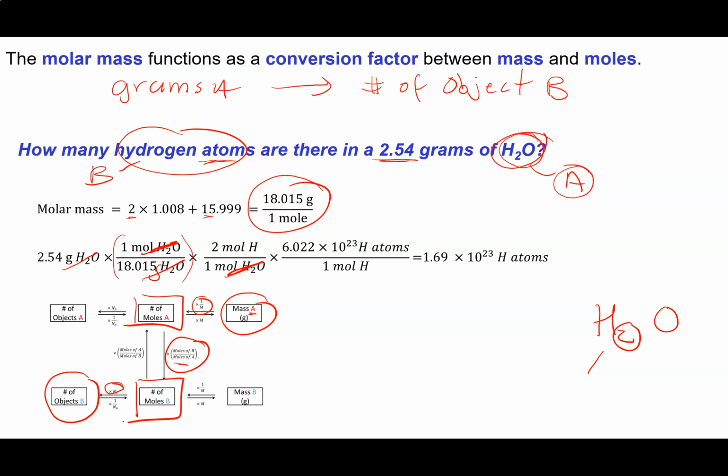Finally, I have to multiply by Avogadro's number. There we go. I know that I get 6.022 times 10 to the 23 hydrogen atoms for every 1 mole of hydrogen atoms. And what am I left with? I'm just left with my number of hydrogen atoms. And it's going to be a big number of hydrogen atoms, right? In 2.5 grams of water, there's going to be many, many hydrogen atoms. So it was a good thing that I got a big number out of the end of this.